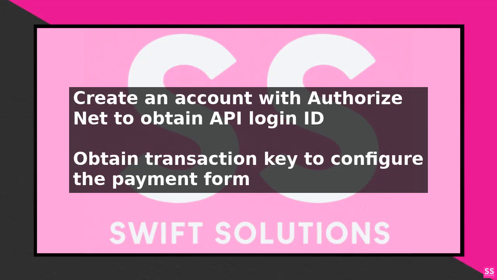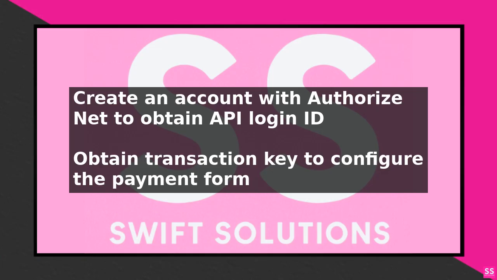To use Authorize Net hosted payment form, start by creating an account with Authorize Net and obtaining an API login ID and transaction key. This information will be used to configure the payment form. Next, decide which type of payment form you want to use. Either a simple payment form or an advanced payment form with additional features such as recurring payments and customer profiles.